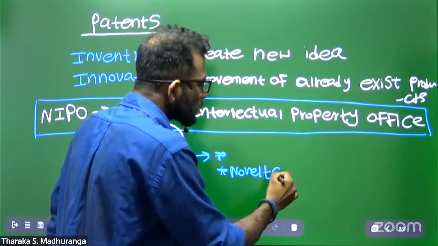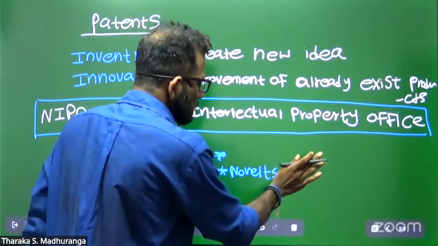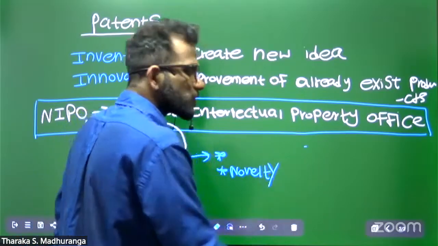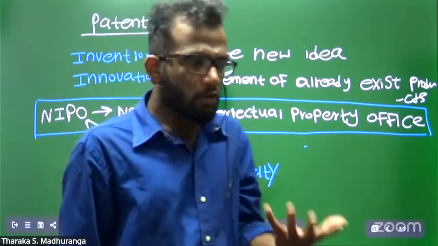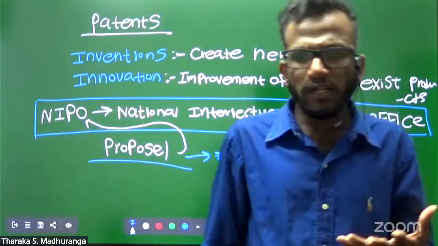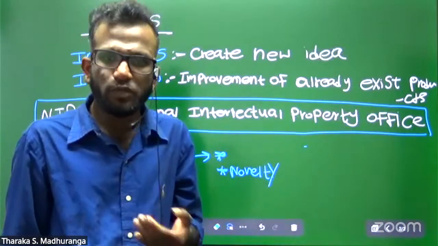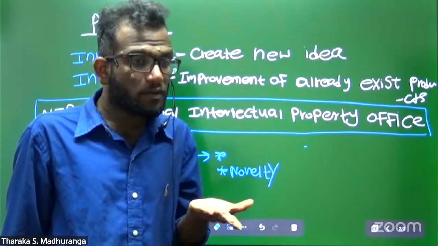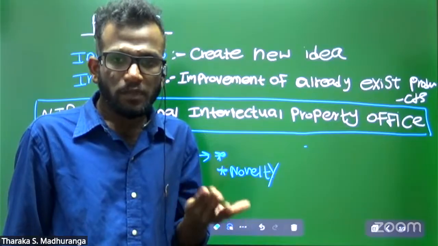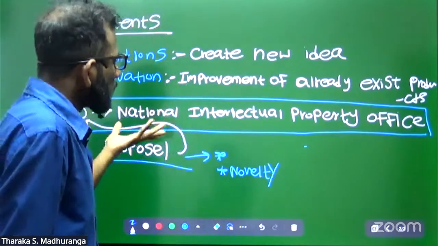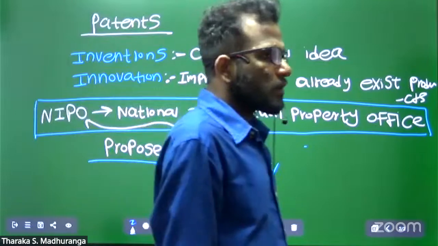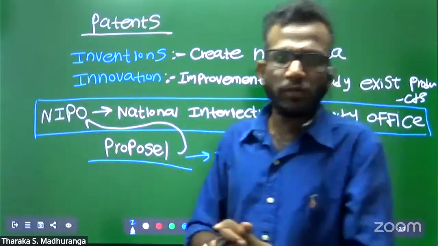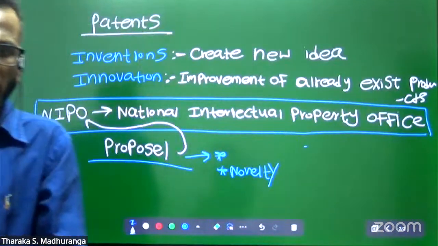What is the novelty of this product? We need to add that to our document list. And finally, the cost analysis list we need to submit to NIPO: how much cost is needed for this production process, and this type of thing. Overall, all the documents required.